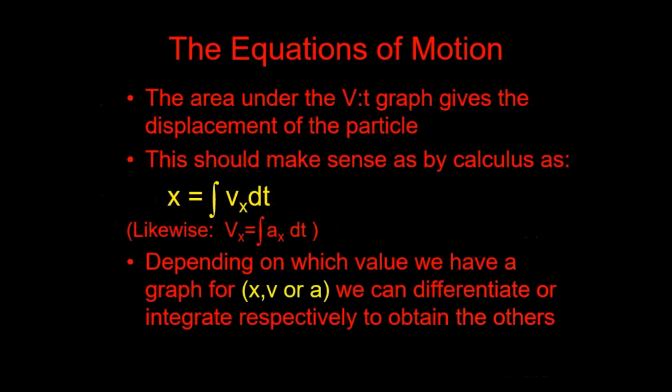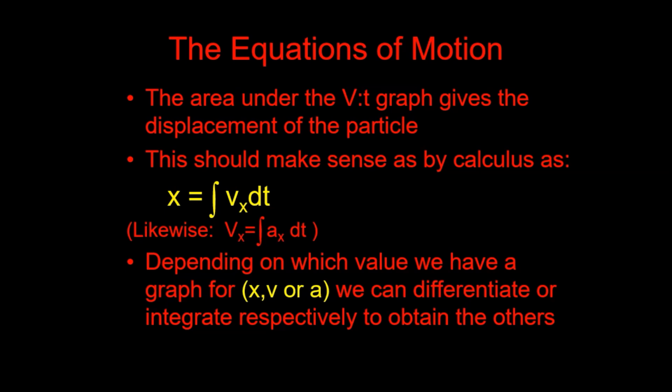So the area under a VT graph gives the displacement of your particle. And that should make sense, really, because displacement is going to be an integral of VT. It's going to be an integral of your velocity function with respect to time. And likewise, the velocity is going to be an integral of an acceleration function. So it really depends what you have. If you have a velocity function and want displacement, you can integrate. If you have a velocity function and want acceleration, you can differentiate, and vice versa, depending what you have.